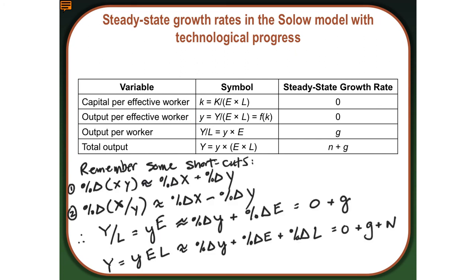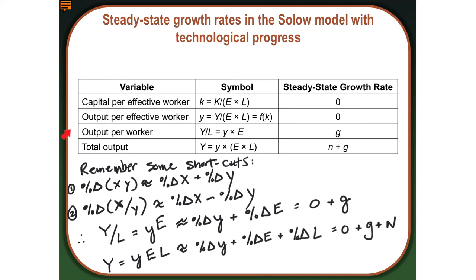To help sort out the last two items here, the output per worker and total output, we're going to use a couple of shortcuts. Remember, the percent change of the product of two variables, x times y, is approximately equal to the sum of the growth rates. So the percentage change in x times y is approximately the percentage change in x plus the percentage change in y. We could also do the same thing for division. The percentage change in the quotient is approximately equal to the difference in the growth rates.